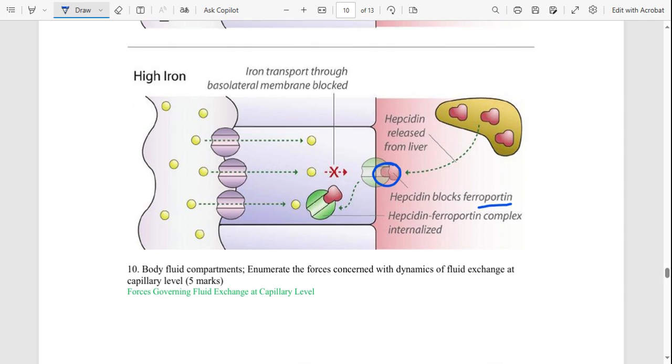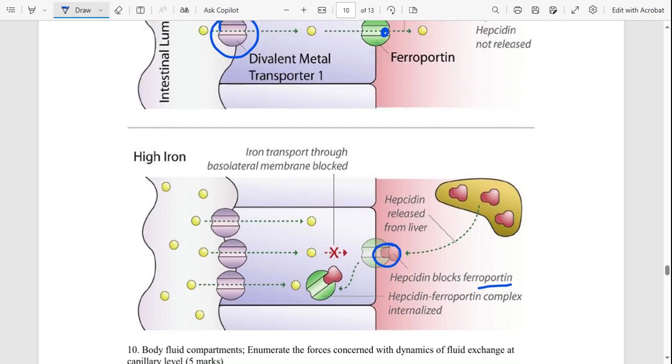Yes, it does. Now on that is hepcidin. You said it binds to what? To ferroportin. Ferroportin, this protein that is present on the basal end of the enterocytes.